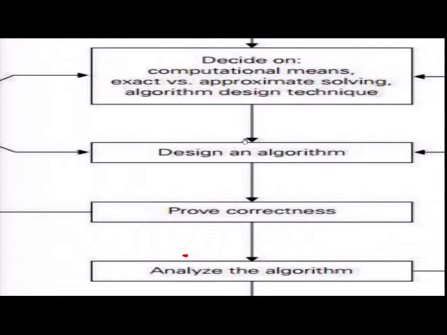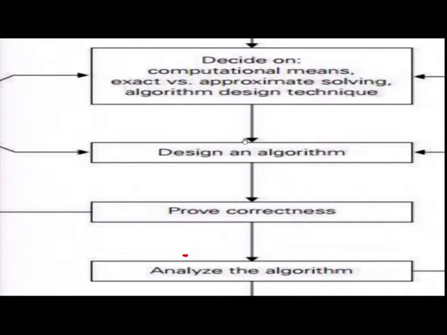Then after making the decision, if it is correct, again we design the algorithm. Again we do the redesign work. Supposing when we are going to analyze the algorithm, when there are any flaws during analysis, we go to the design part, we check for the computational means, check for the exact solving technique or the approximate solving technique, and then based on this we again redesign the algorithm as far as the analysis is concerned.